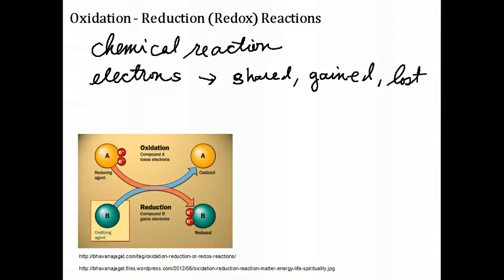And it's the energy that holds these electrons. When these electrons move, they're going to move with energy. So this is going to be the basis of our metabolism. We want to make energy, we want to make ATP. So that's our ultimate goal.